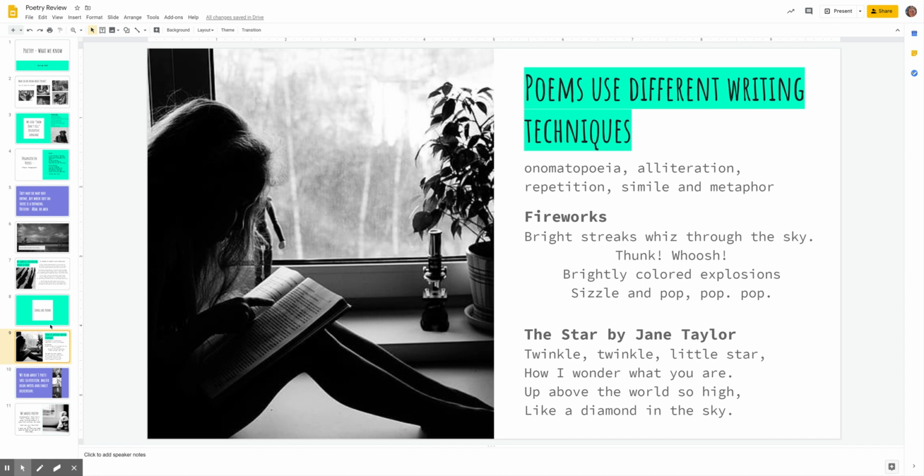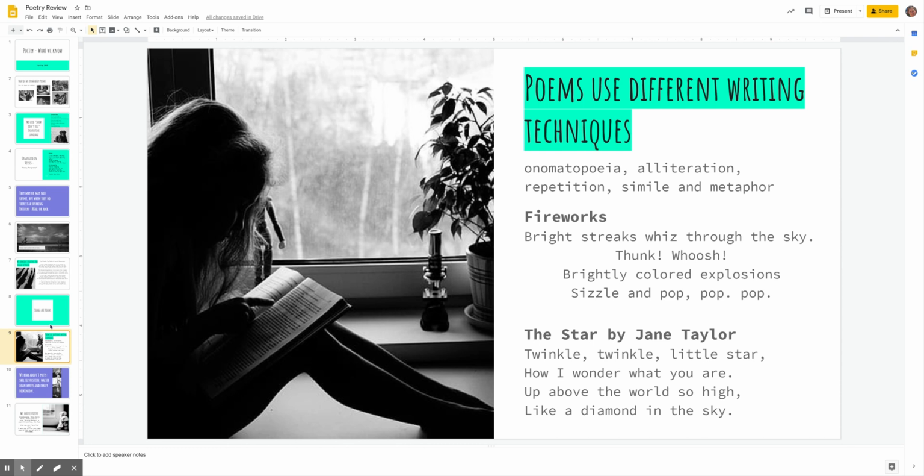Alliteration are words that begin with the same sound and come in a series, like Barry bought a book. Repetition are words that are repeated, like in Martin Luther King Jr.'s I Have a Dream speech. He repeats the words I have a dream several times.